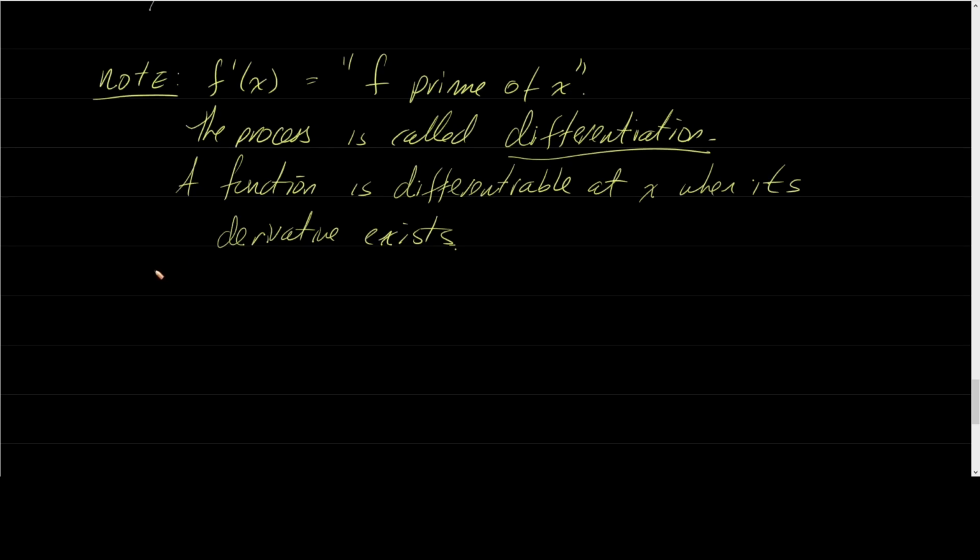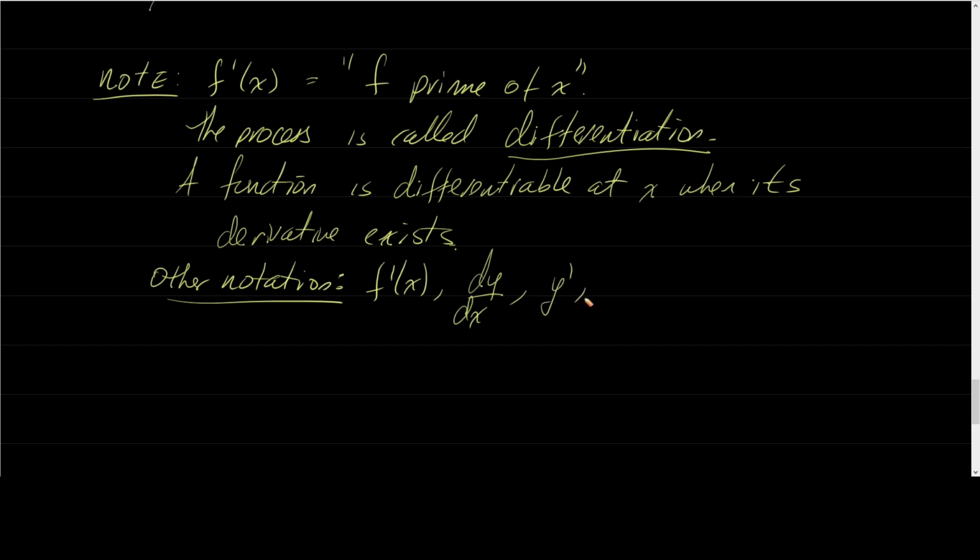I also wanted to point to other notation, because that f prime is not the only kind of notation. So we discussed f prime of x. By the way, that prime is essentially like an apostrophe, but we pronounce it prime. So f prime of x, we can also have dy dx. That means the same exact thing. We can also have y prime. We can also say things like d dx of f of x.